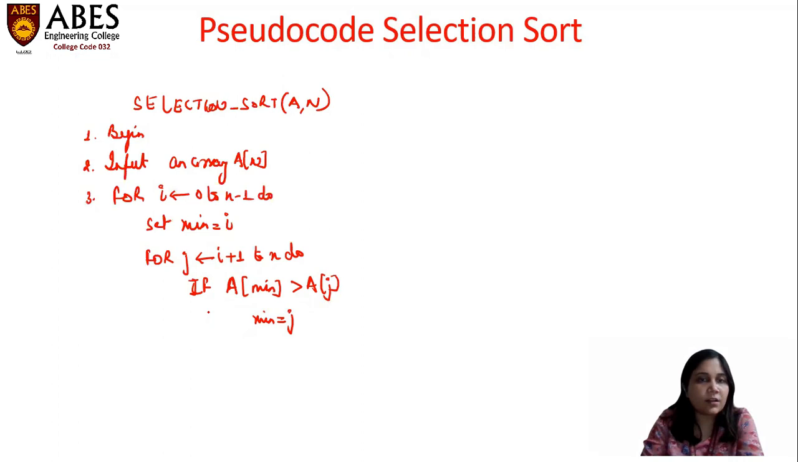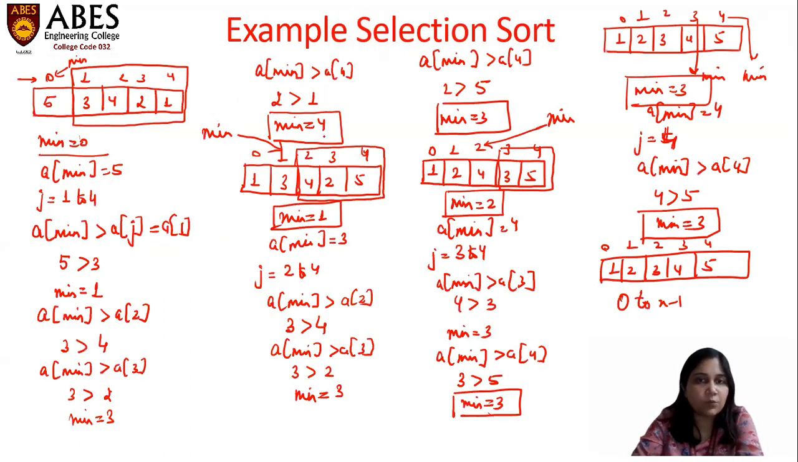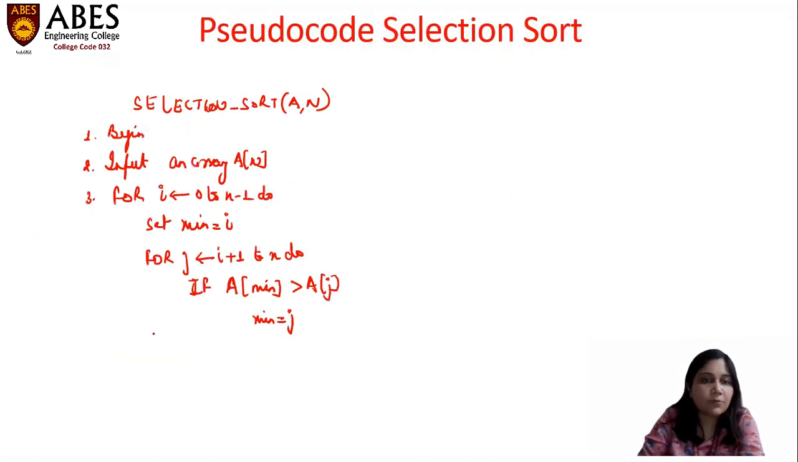Once this loop gets over, what am I going to do? As you can see from here, when I got the minimum after traversing the entire array, and this was the minimum I had selected, at last I just performed swapping between these two positions. So the same thing I'm going to write here: if my i, because i has never changed, only the minimum was changing, is not equal to min, then I am going to perform swapping between A of i and A of min.